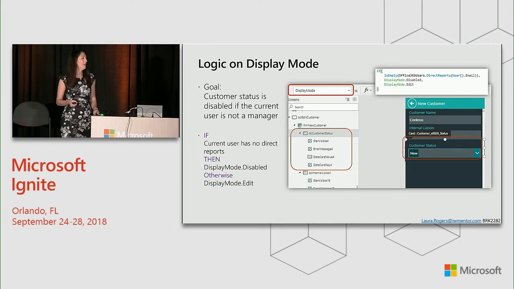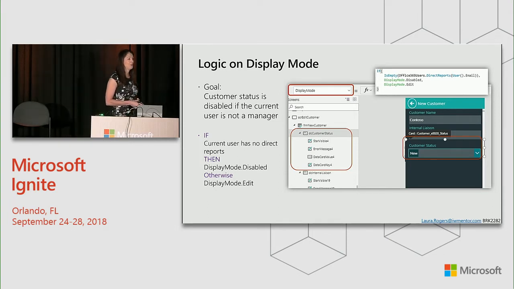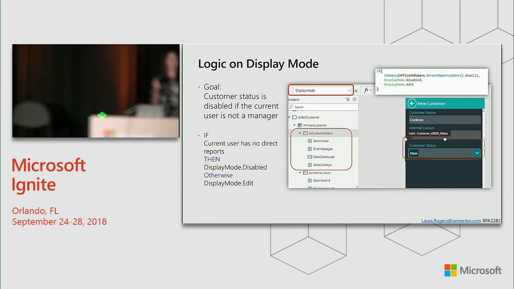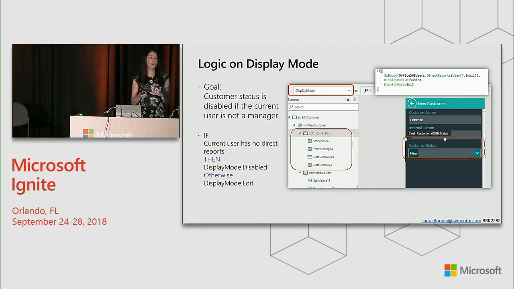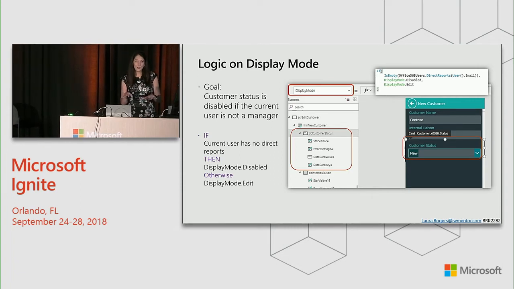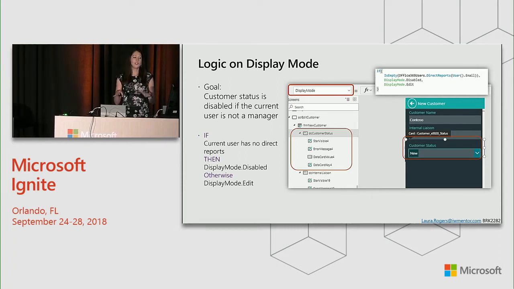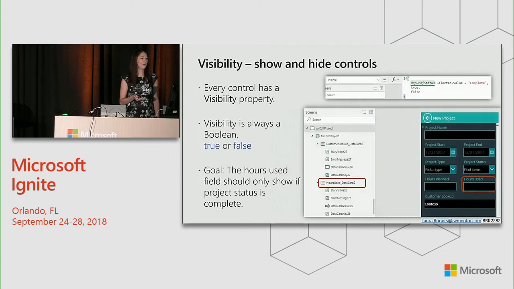But in this case, we have if empty. So direct reports is the way that it structures the data that you get from your directory, direct reports as a list of people. So I say, if it's empty, the list of direct reports of the currently logged in user, then the display mode is disabled. Otherwise, the display mode is edit. So if it's empty, you don't have any direct reports, that means you're not a manager, so therefore this field will be disabled. Make sense? It's fun stuff. All right, here's another example.